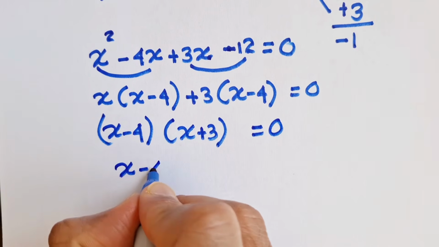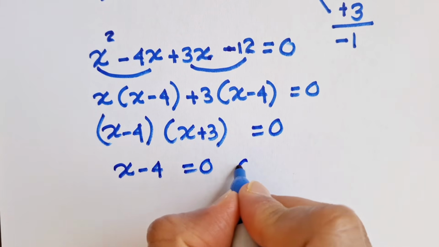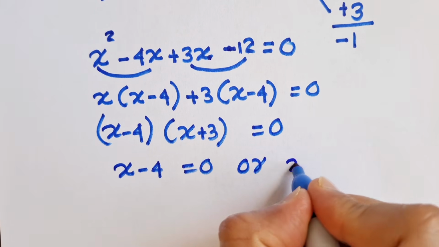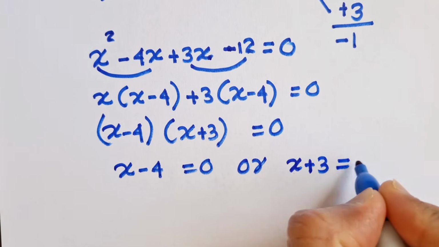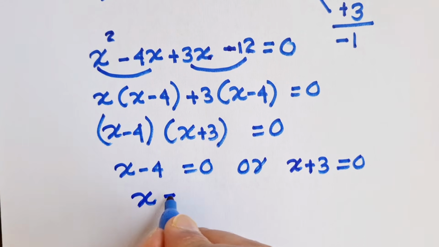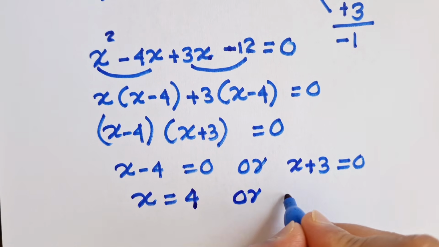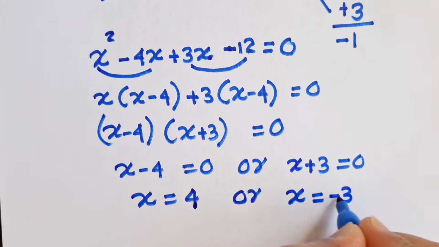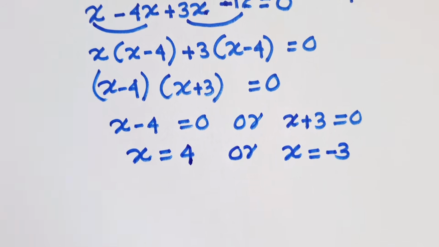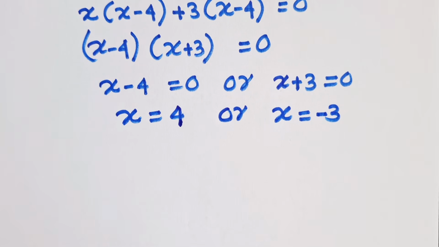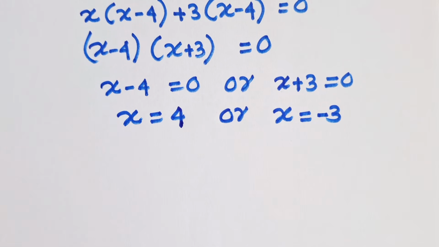So those products are equal to 0, so each factor should be equal to 0 itself. Then x minus 4 equal to 0 or x plus 3 equal to 0. Then we have the value for x equal to 4 or x equal to minus 3. We have to remember to check the answers with the question because we have used a square function at some point. Now I'm going to consider the second case.